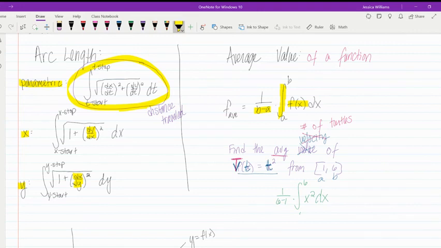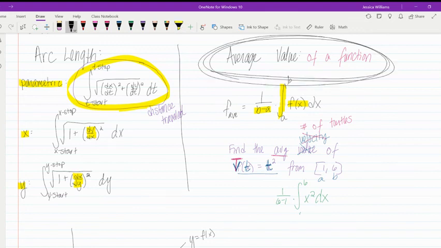Okay, when you get into your delta, there is only practice on average value. That's why I talked about it first. I should have said that earlier. You're going to find arc length practice in your test review that will be linked in OneNote shortly.